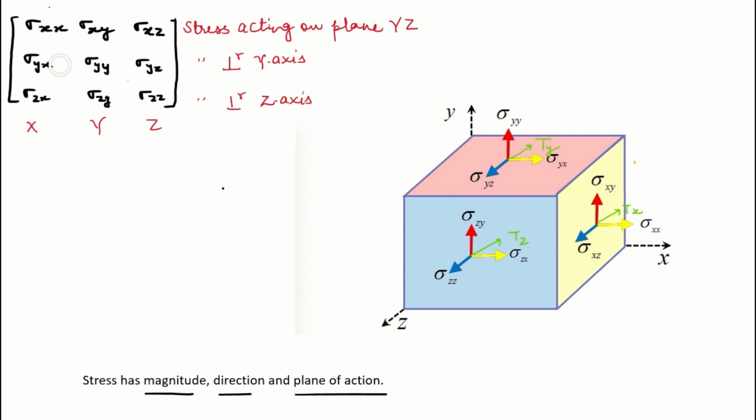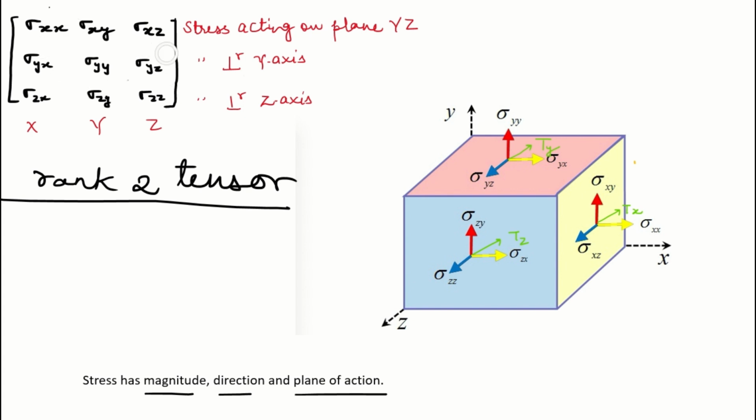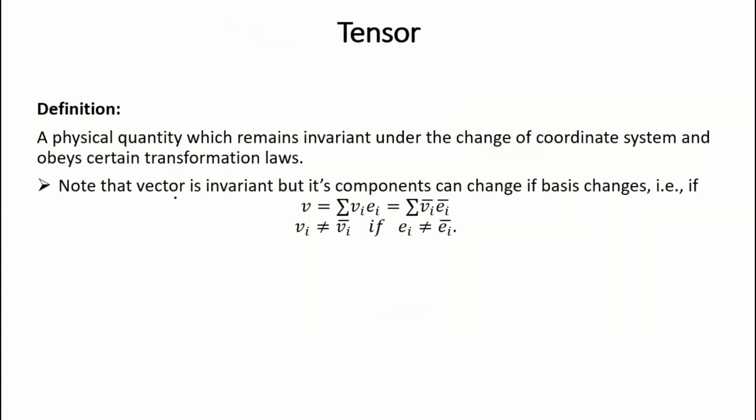Every matrix is not a tensor, okay, but to represent a rank 2 tensor we use a matrix. A matrix is just an arrangement of numbers. So to represent a rank 2 tensor we use a matrix, and here stress is an example of a rank 2 tensor. In the first video all these concepts are explained in detail, so if you have not seen that video then please check it out first. Let's start this video.